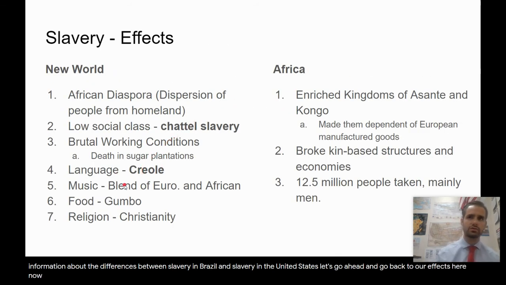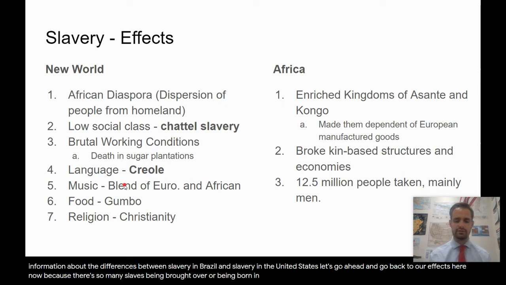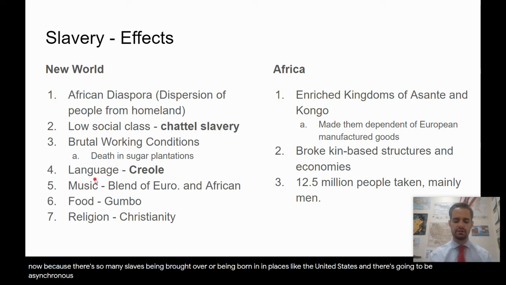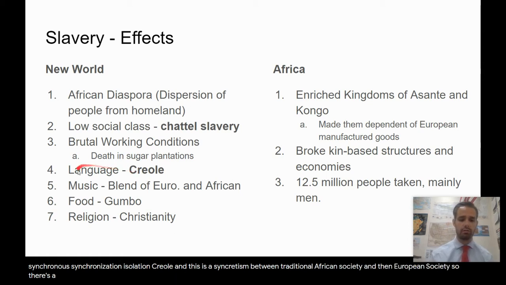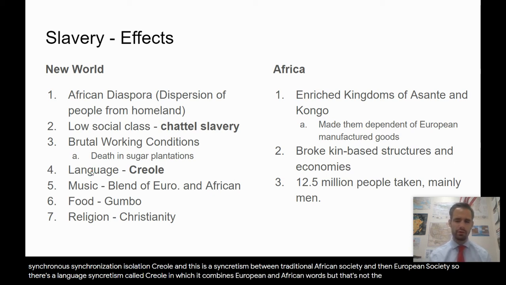Now, because there are so many slaves being brought over or being born in places like the United States, there's going to be a synchronization of cultures. We call this synchronization Creole, and this is a syncretism between traditional African society and European society. So there's a language syncretism called Creole, in which it combines European and African words. But that's not the only type of syncretism that exists.